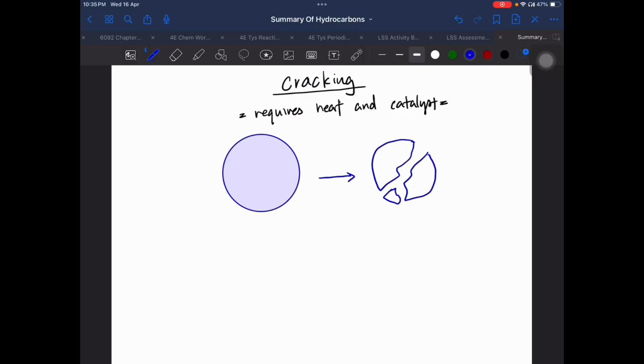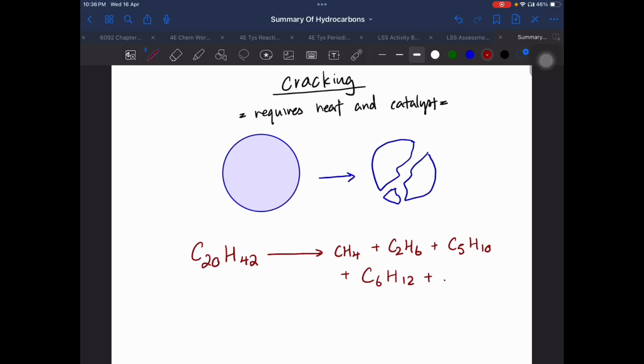Cracking means that sometimes we are given a very, very large molecule like this, C20H42. A very, very huge molecule because there's 20 carbon inside and 42 hydrogen. How cracking would look like is that you actually turn it into smaller ones. For example, CH4. For example, C2H6. For example, C5H10. For example, C6H12. So on and so forth.